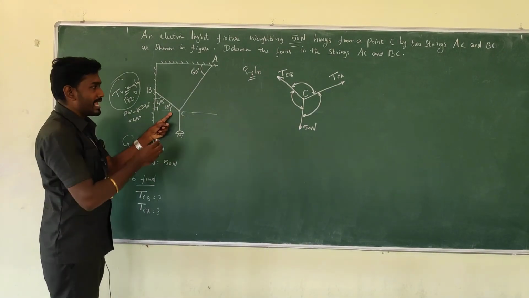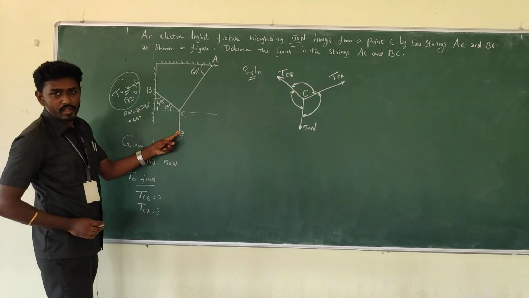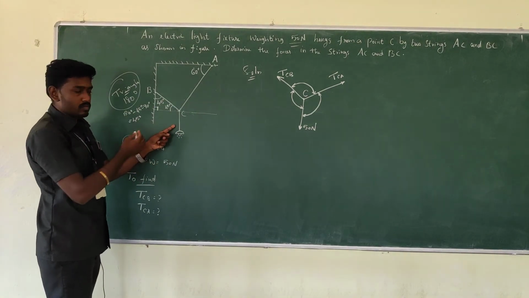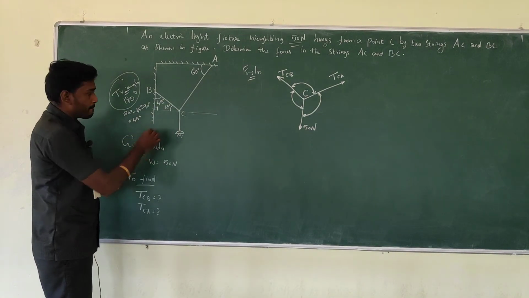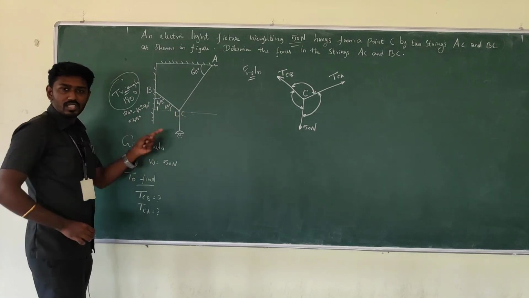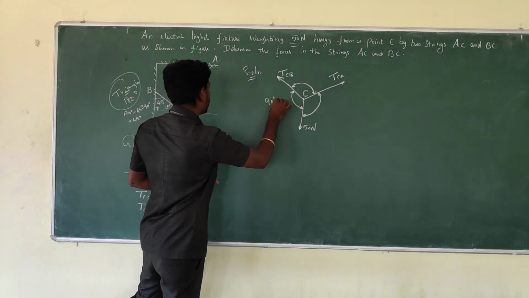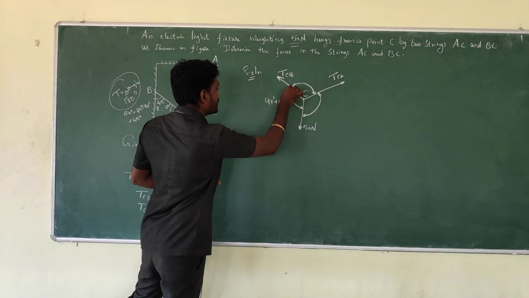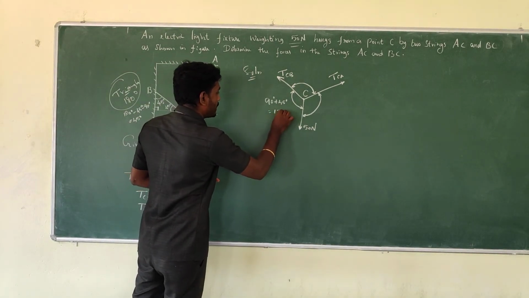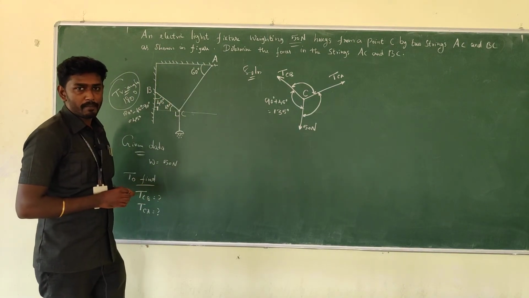We need the angle between TCB and the 50 Newton weight. Just look at this diagram. This is 45. What would this angle be? This is just 90 degrees. So if you put 90 degrees plus 45 degrees, that would be this angle. So I can say it will be a 135 degree inclination.